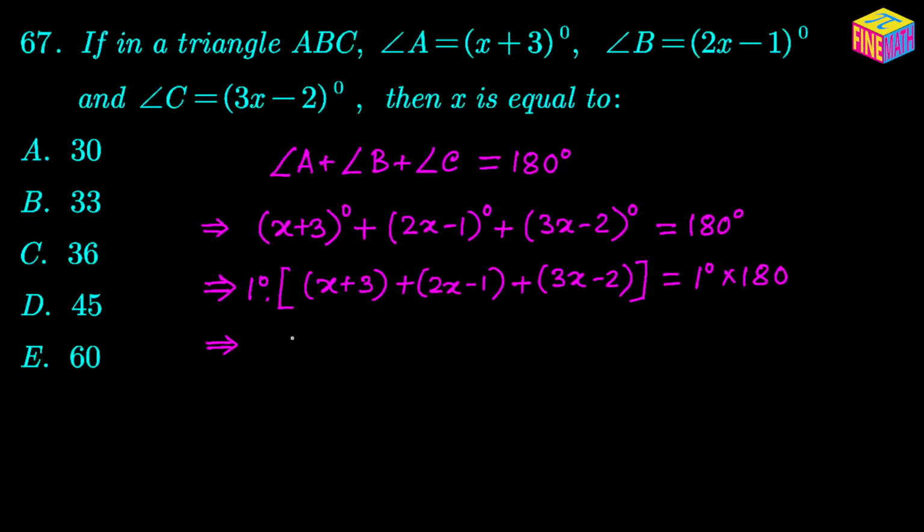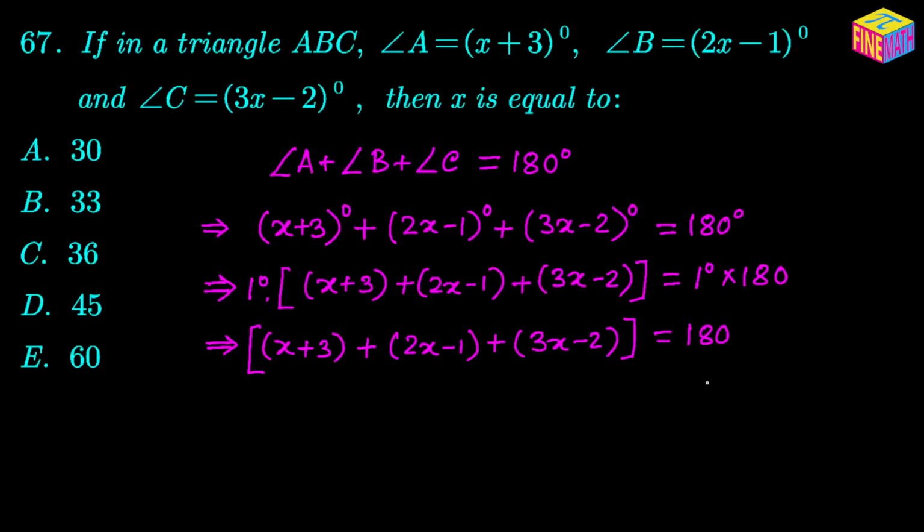So then from here we can say, our x plus 3 plus 2 times x minus 1 plus 3 times x minus 2 is equal to 180. And please make a note, I am not writing the degree sign anymore, because we have removed the degree here. So from here then what can we say? If you remove the parenthesis, this will give us x plus 3 plus 2 times x minus 1 plus 3 times x minus 2, that is equal to 180.